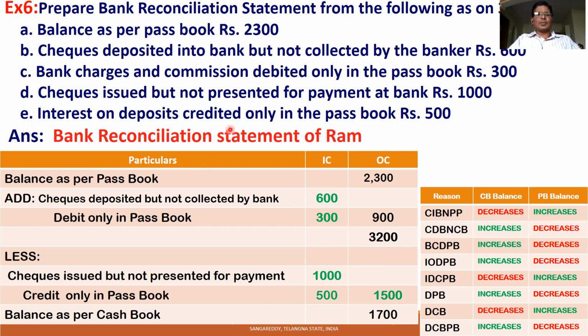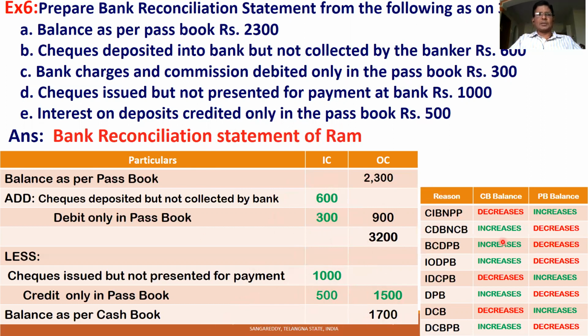Next, interest on deposits is credited only in the passbook. Whatever is credited in the passbook, balance increases. As passbook increases, we have to less. So these two add, these two less. 2,300 plus 900 is 3,200. Minus 1,500: 3,200 minus 1,500 means 1,700.